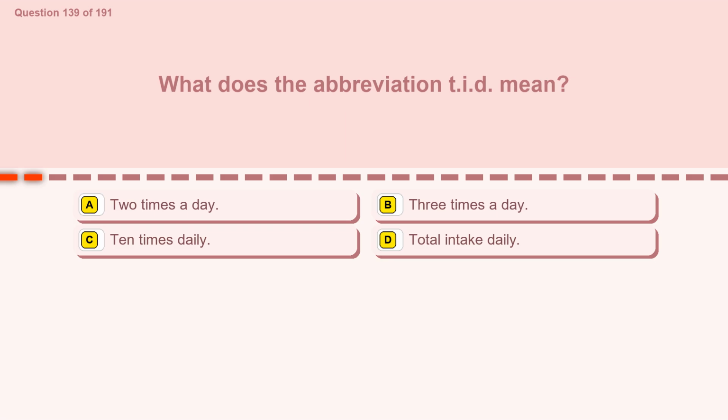Question 139. What does the abbreviation TID mean? Option A. 2 times a day. Option B. 3 times a day. Option C. 10 times daily. Option D. Total intake daily.